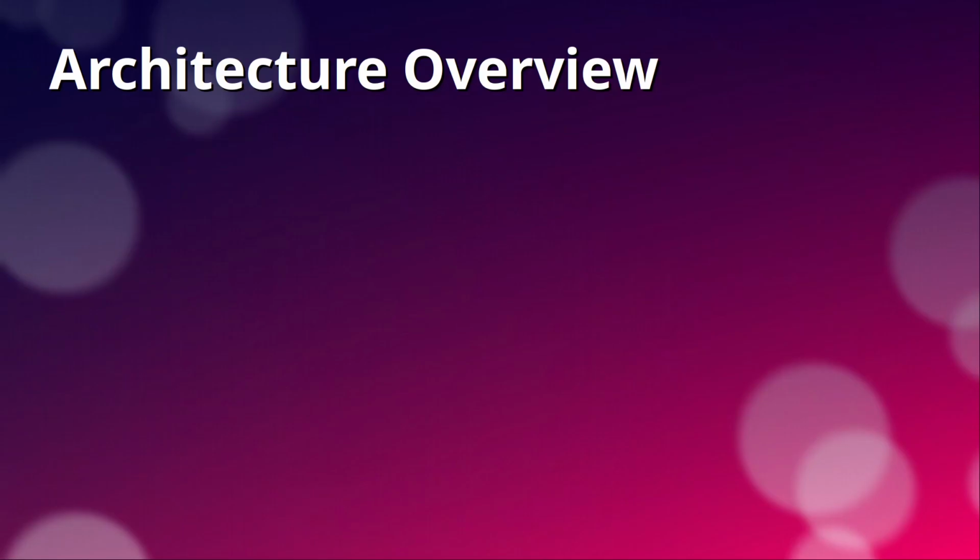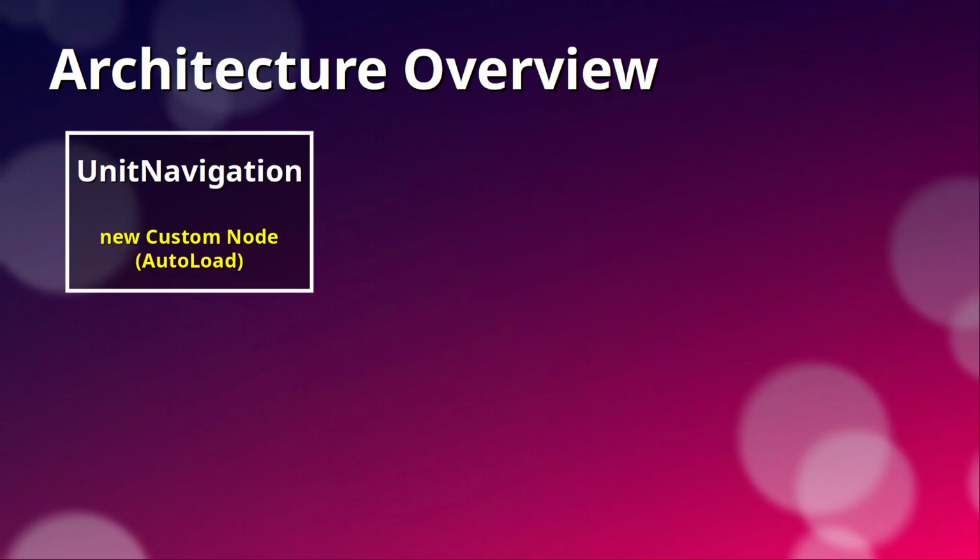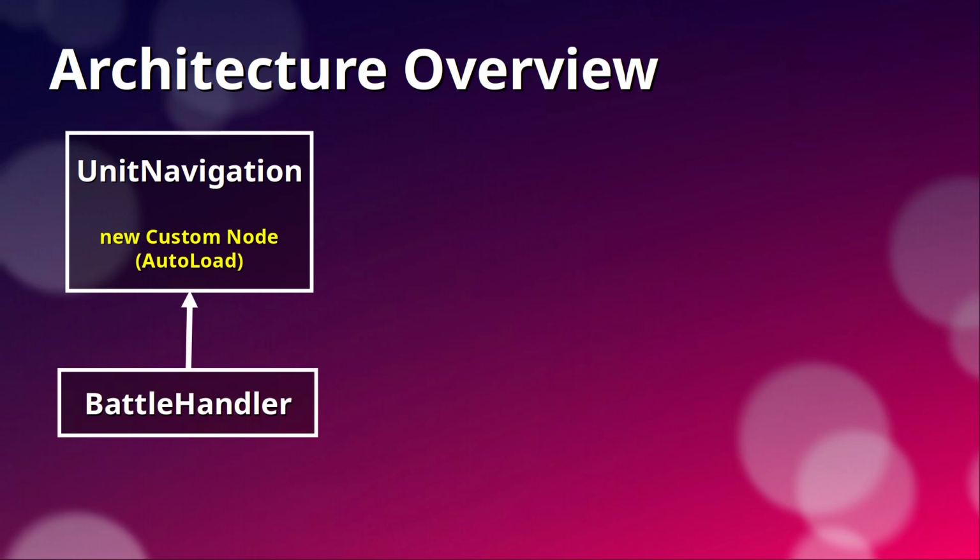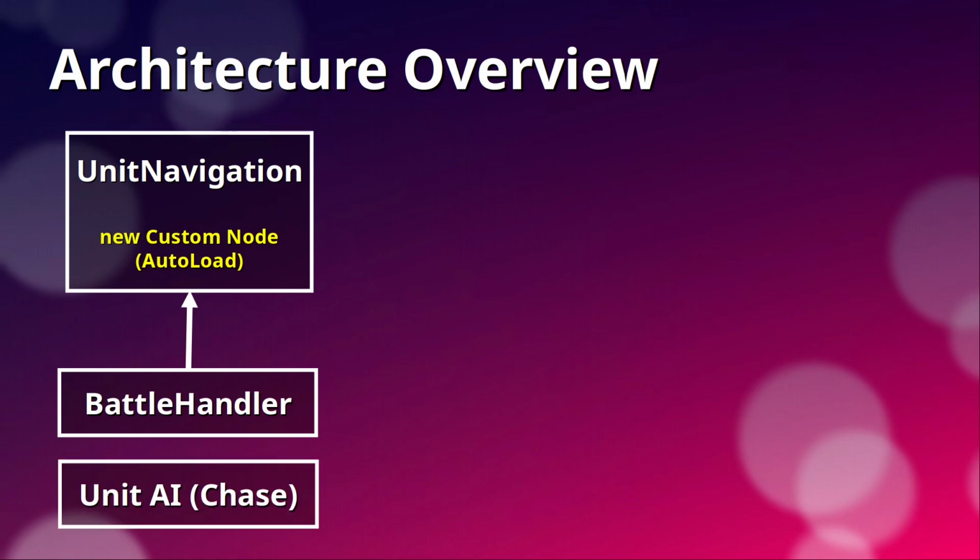So how do we implement the unit navigation system? First of all, we'll have a custom node, a new one called UnitNavigation. And you can see in the parentheses that this will be an auto-loaded class, which is pretty uncommon in my tutorials. But we'll get back to that in a second. So the UnitNavigation node will be used by the battle handler, and later on, when we implement the unit AI, it will be used by the AI to calculate the path to its current target, and namely we will have different states, and in the chase state we'll use this unit navigation system.